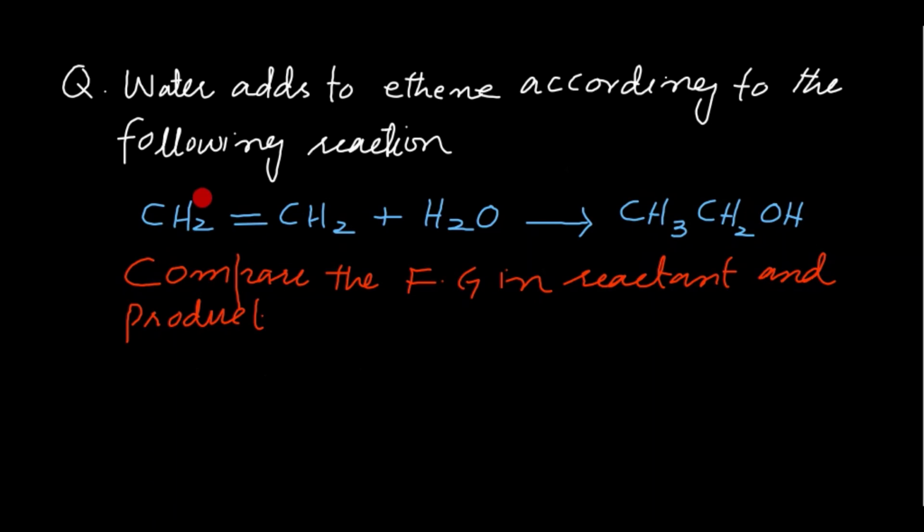Reactant is an alkene molecule. Alkene has a double bond. So which functional group is present in alkene? A double bond. Correct? And which functional group is present in alcohol? A hydroxyl group. Right, students? So we will write the names of functional groups in reactant as well as in product. So in alkene, here we have alkene molecule, that is H2C double bond CH2. Since it is alkene, its functional group is a double bond.